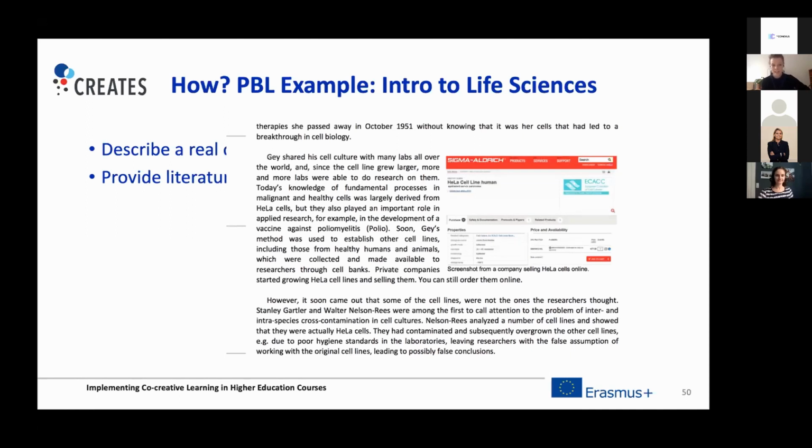I'm obviously not a biologist. But these are more or less the steps that are included. And this is one way of going about a problem-based learning scenario.